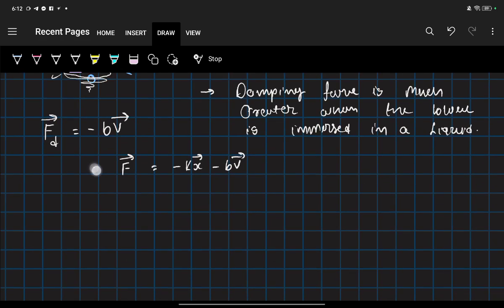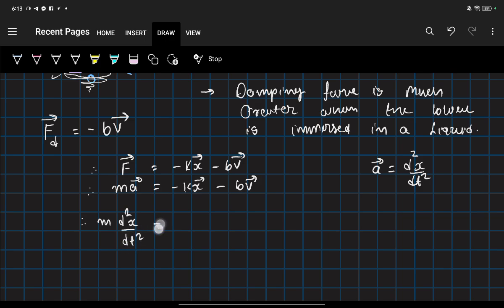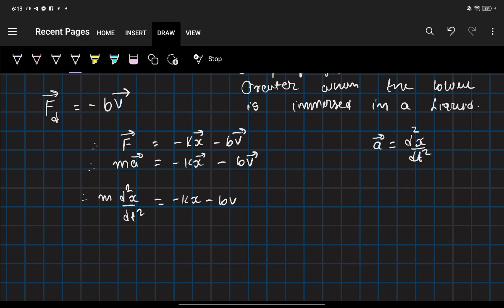So we can write this force as ma is equal to minus kx minus bv. And what is acceleration? Acceleration is nothing but the double derivative of displacement. So we can write it as m d square x by dt square is equal to minus kx minus bv. Eventually it will become m d square x by dt square. We are taking all these terms to the left hand side, so they become positive.